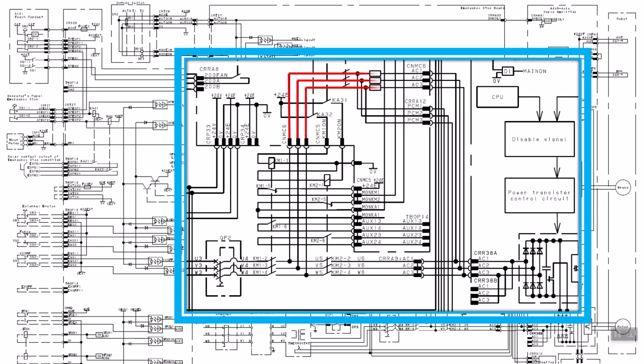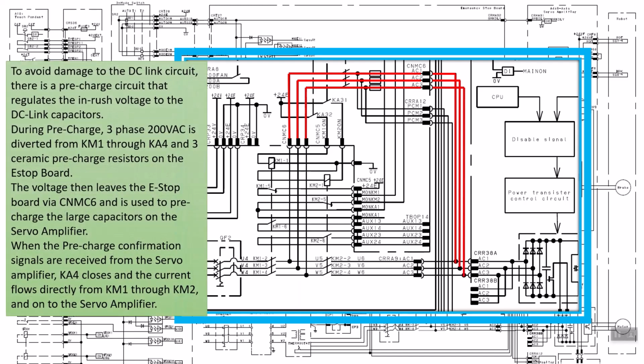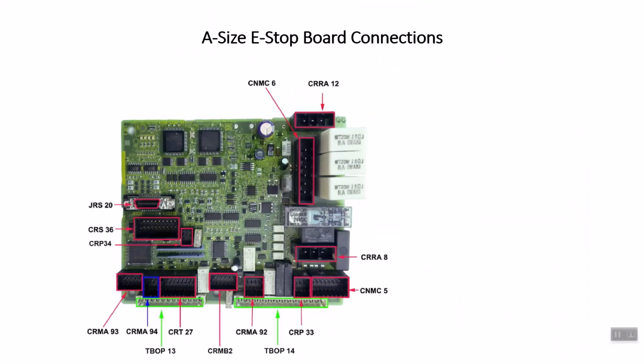The voltage then leaves the e-stop board via CNMC6 and is used to pre-charge the large capacitors on the servo amplifier. The pre-charge confirmation signals are received from the servo amplifier when the capacitors are charged to 50 volts. Upon confirmation, KA4 closes and the current flows directly from KM1 through KM2 and onto the servo amplifier.